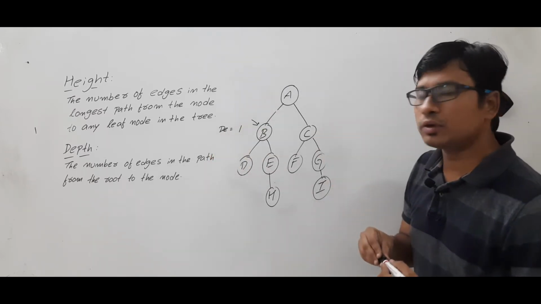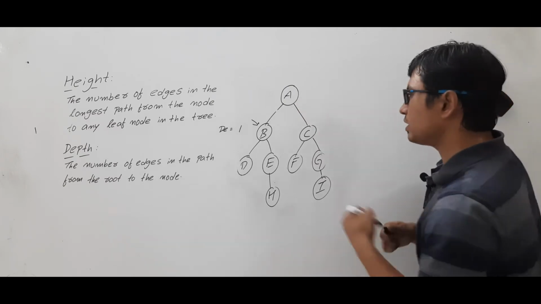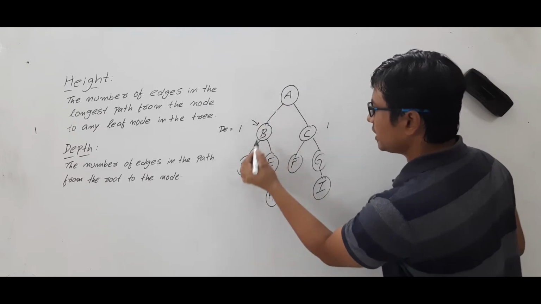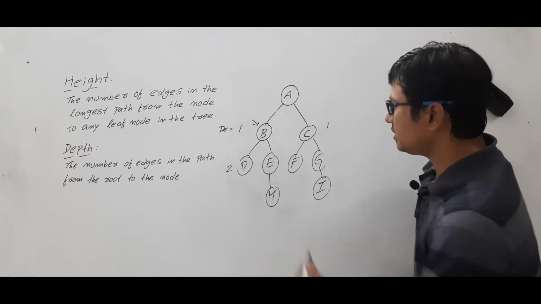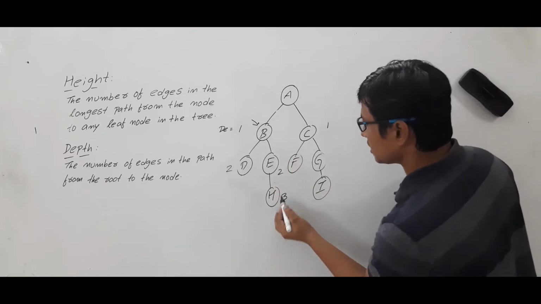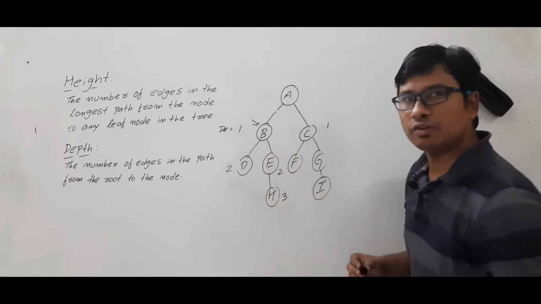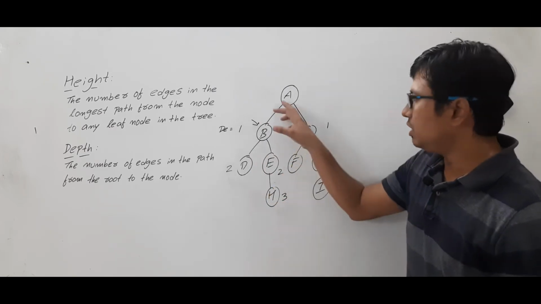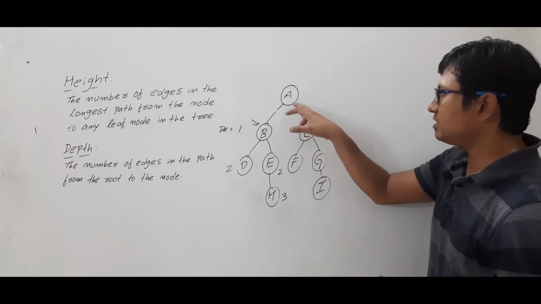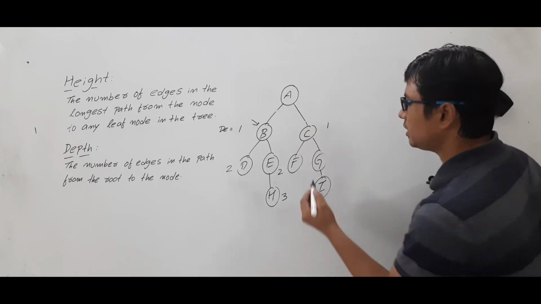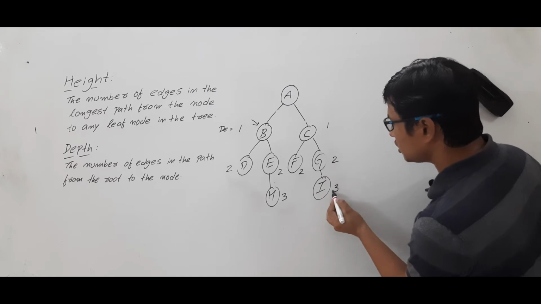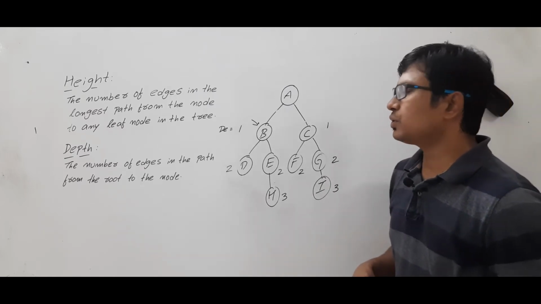Similarly, for this one, from the root node, how many edges are required? 1. So the depth of this one is 1. The depth of this one is how many edges? 2 edges are required to visit it. Similarly, for this one, 2 edges are required. For this one, 3 edges are required, because 1, 2, 3. Here, the number of edges from the root node is 1, 2. So the depth of F is 2, the depth of G is 2, the depth of I is equal to 3. Are you able to understand it or not?